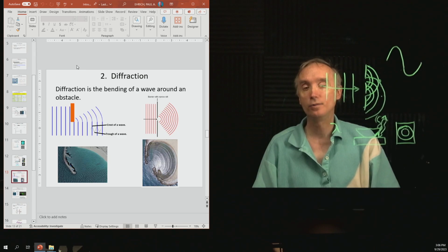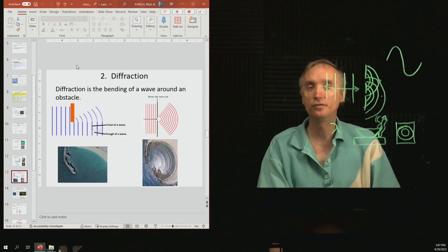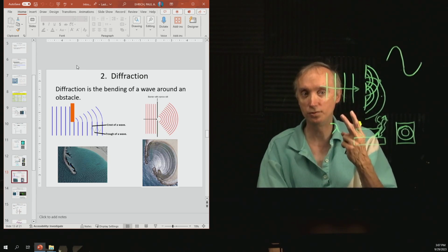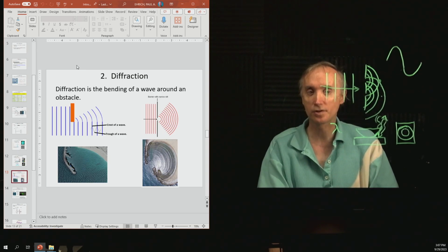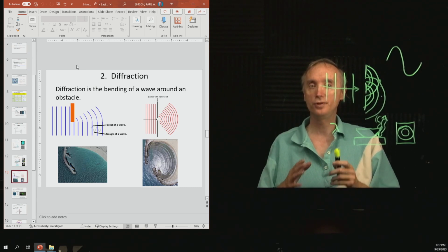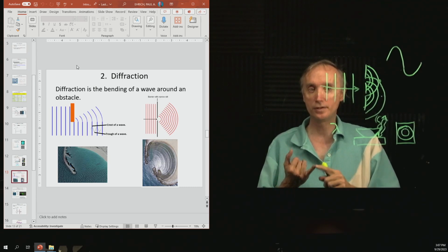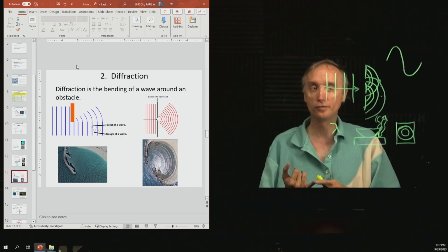All right, so that was the concept of interference. Part 2 of this lesson is on diffraction. We've already talked about reflection, the bending of a wave when it bounces off of something.